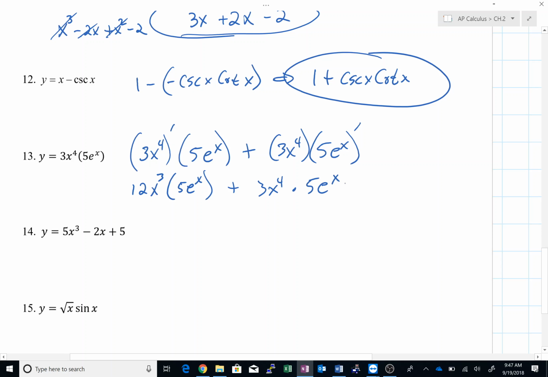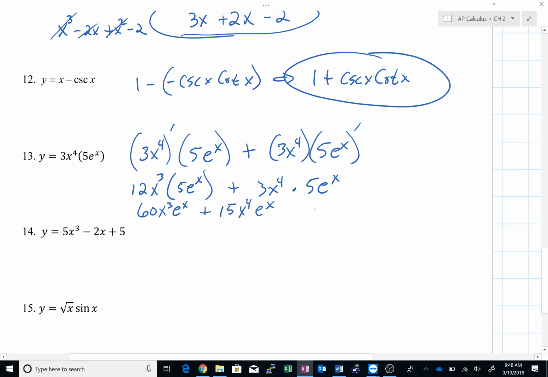All right, let's see if we can clean this up a little bit. This is all just one giant product here. So what's 12 times 5? So we get 60x cubed e to the x. And this is all one big giant product, so it's going to be 15 x to the 4th e to the x.